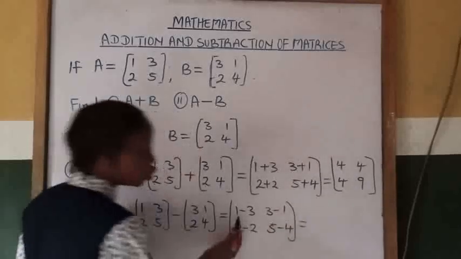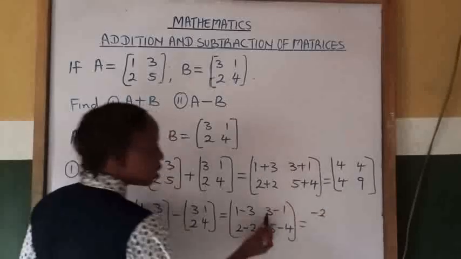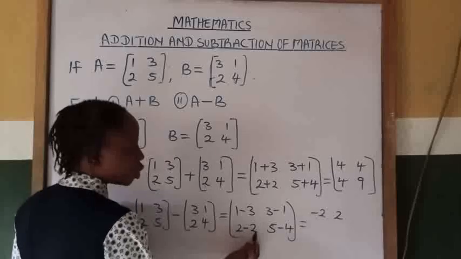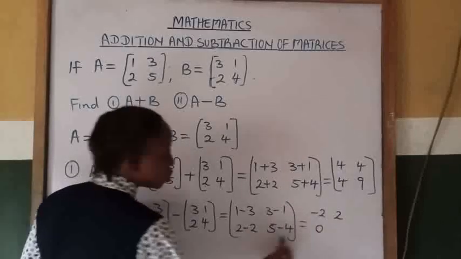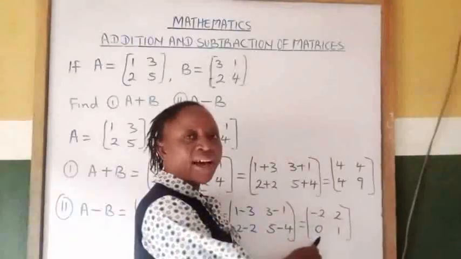So which is equal to 1 minus 3 will give us minus 2. 3 minus 1 will give us 2. 2 minus 2 will give us 0. 5 minus 4 will give us 1. So this is the final answer.